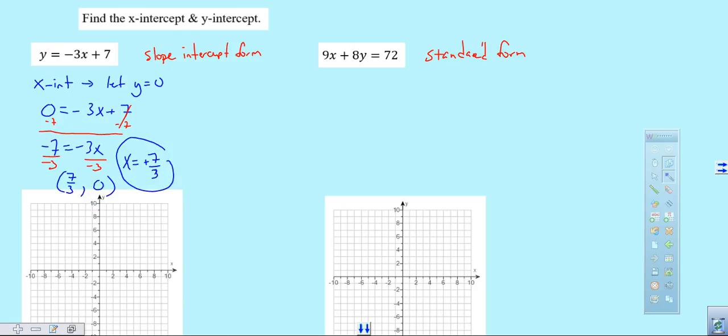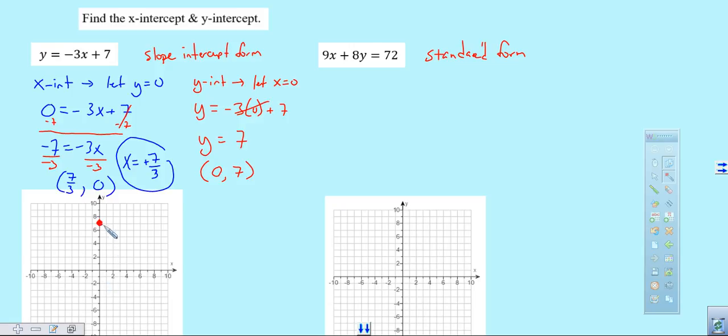Vice versa, if I wanted to find my y-intercept, I would say y-intercept, then let x be equal to 0. So I would do the same thing, except now y is equal to negative 3 times 0 plus 7. This turns into a 0. That gives me 7. So y equals 7. So my y-intercept would be 0 for the x and 7 for the y. So if I wanted to plot this, I would go to 0, 7, draw a dot.